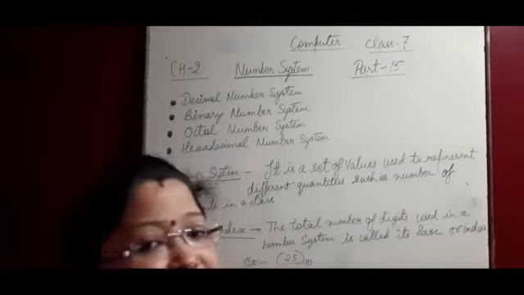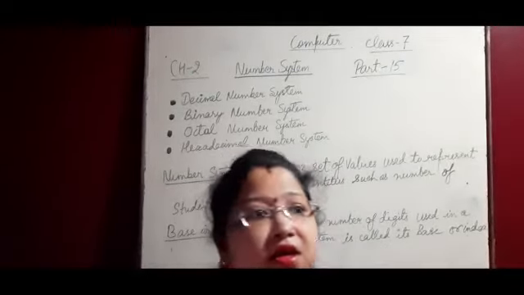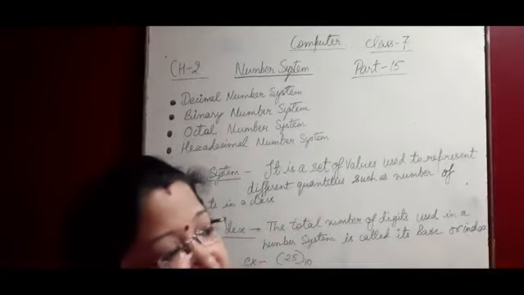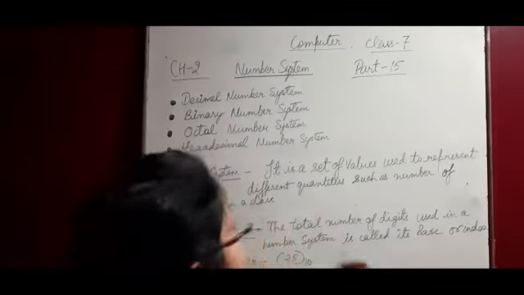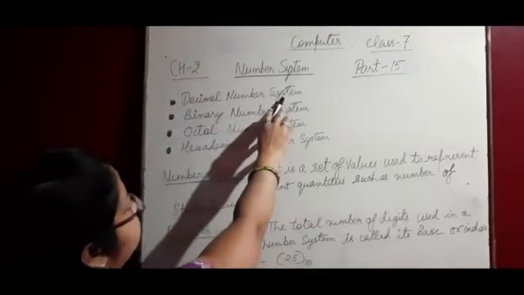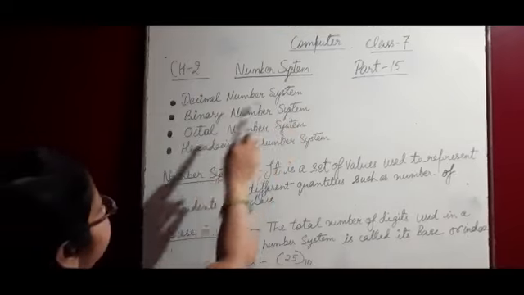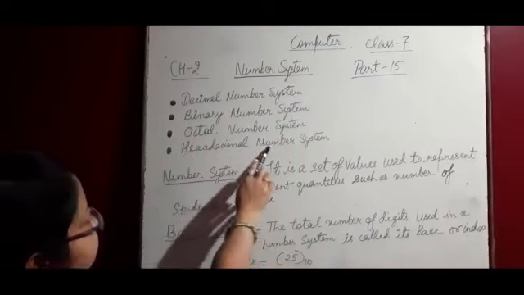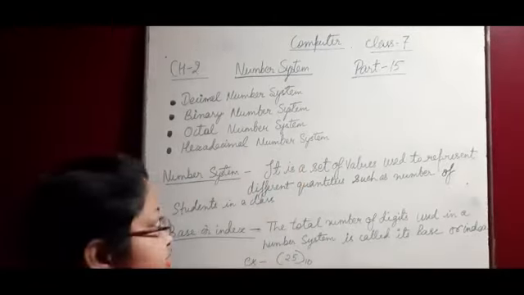When there were no means of counting, people used to count with sticks, pebbles, stones, etc. To overcome these problems, many number systems were introduced. These are the number systems: first, decimal number system; second, binary number system; third, octal number system; fourth, hexadecimal number system. These are the different types of number systems.